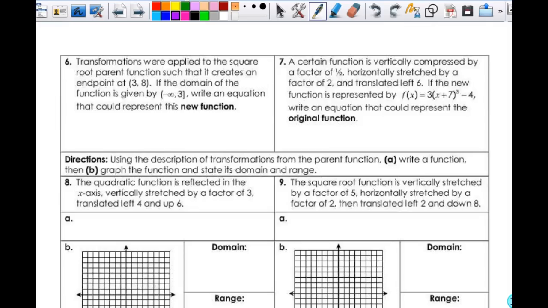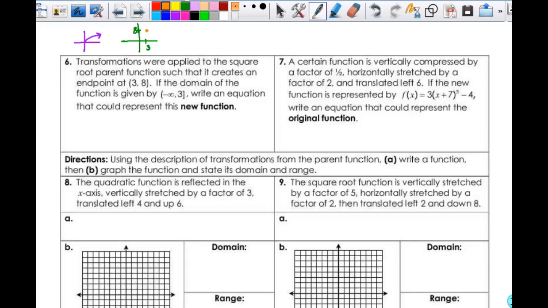Number 6 says transformations were applied to the square root parent function such that it creates an endpoint of (3, 8), and if the domain of the function is given by negative infinity to 3, write an equation that could represent this new function. All right, so my parent function looks like this. It's telling me that the new function has an endpoint of (3, 8). So we made that 3, and this 8. That works. Just sort of making that up right there. And so there's my endpoint.